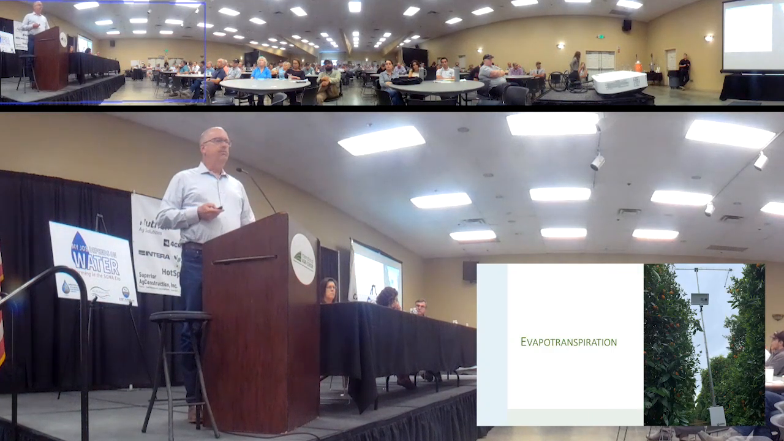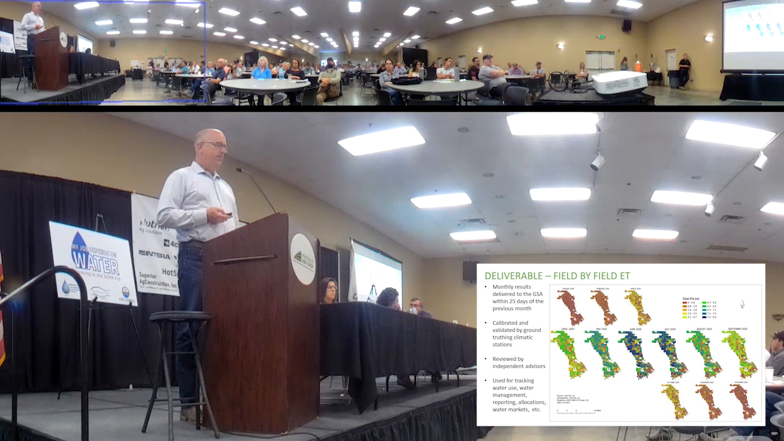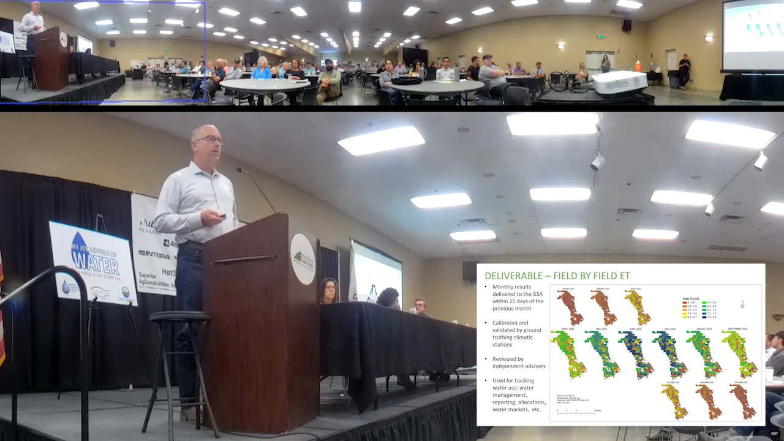Okay, ET, what is it? These are just a good example of the results of evapotranspiration that we deliver every month on every field. So I'm going to go through our deliverables. First, we deliver 4 things to the GSAs, in some cases the entire subbasin. In this case we deliver field by field evapotranspiration on a monthly basis.